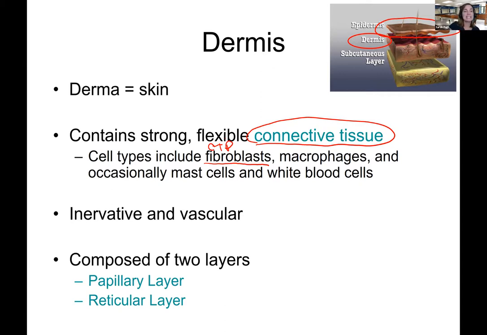Now, your dermis is innervated. It does have nerves, and it also has to have a blood supply because remember, the epidermis doesn't. So nutrients are going to diffuse up into that epidermis from the dermis. Now, unlike the epidermis, which had 4 or 5 layers, the dermis only has 2. So that makes it a little bit easier. We're going to go through those 2 layers, and we're also going to talk about the tissues in the dermis.